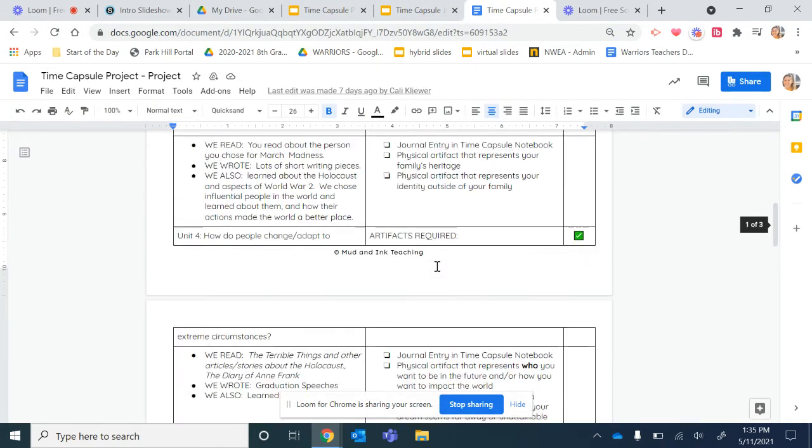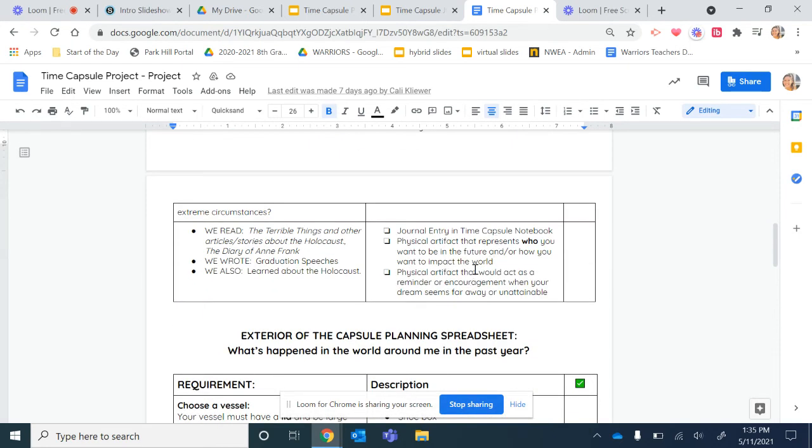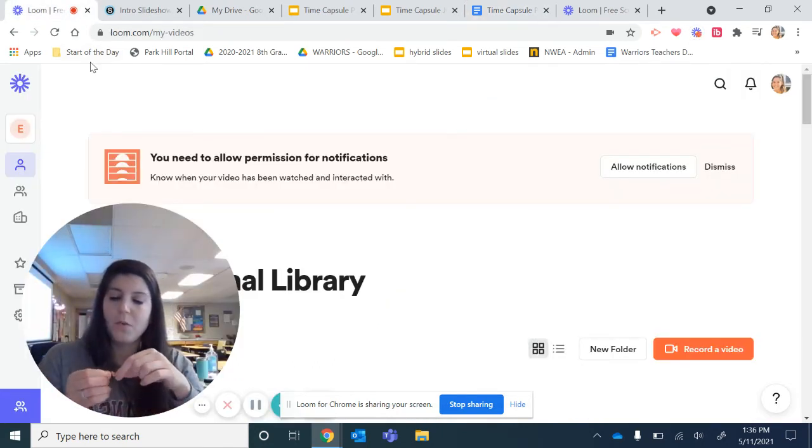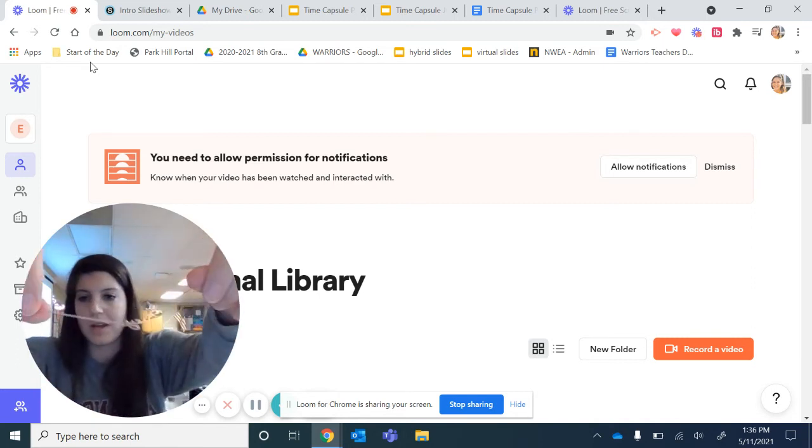Then your last one is how do people change and adapt to extreme circumstances? Your journal entry, an artifact that represents who you want to be in the future and how you want to impact the world, and then an artifact that would act as a reminder or encouragement when your dream seems far away or unattainable. Okay? For the one about my dreams seeming far away and unattainable, I should probably go back to the camera. This is a bracelet that my mother-in-law got me for Christmas this year. It says my daughter's name on it.